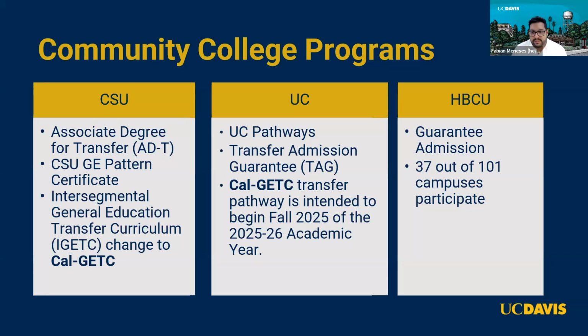And each of these campuses will have, for example, the IGETC or CalGETC worksheet. It really just spells out the classes that you're going to need, and you could download that sheet and plan accordingly with the assistance of your community college counselor.